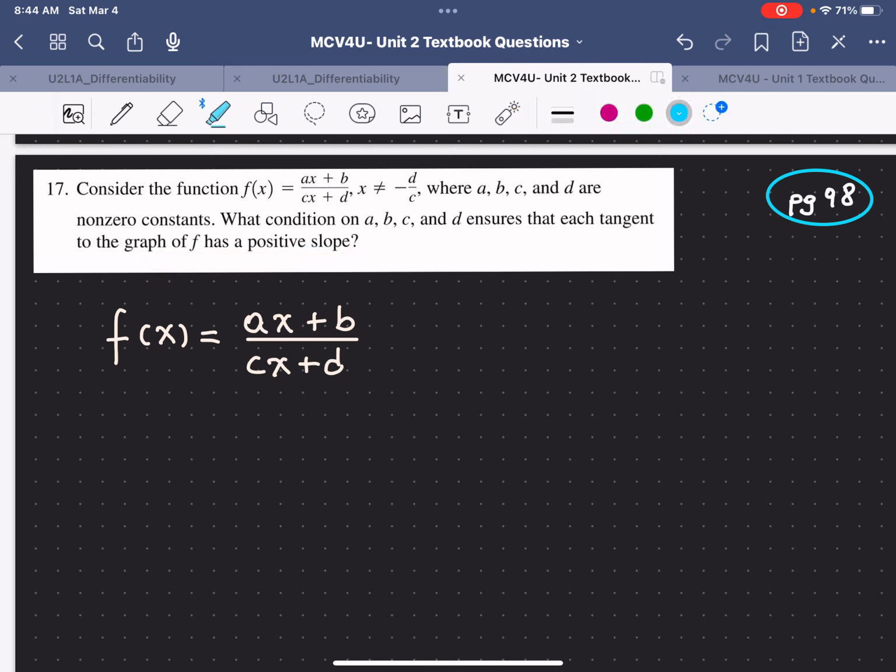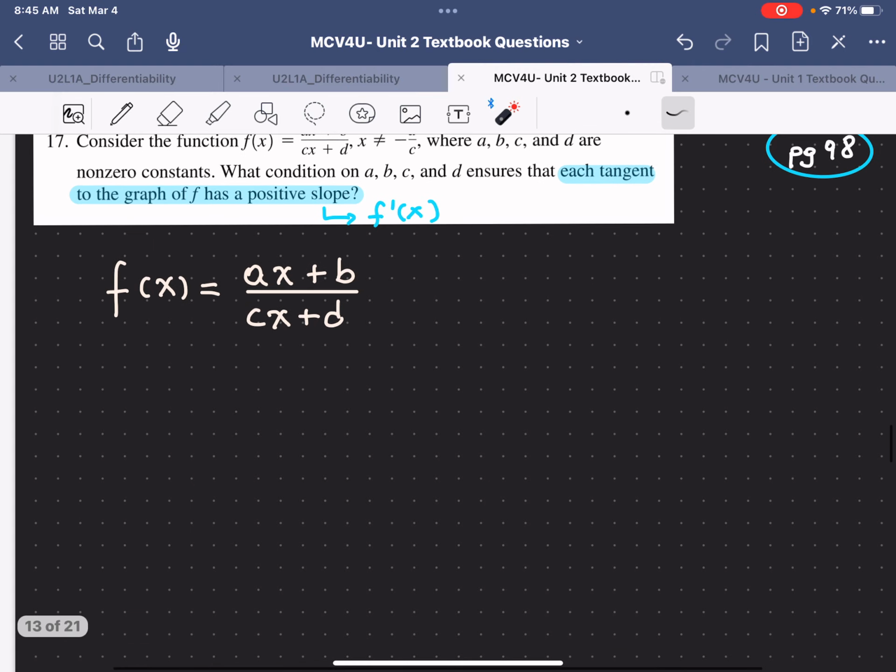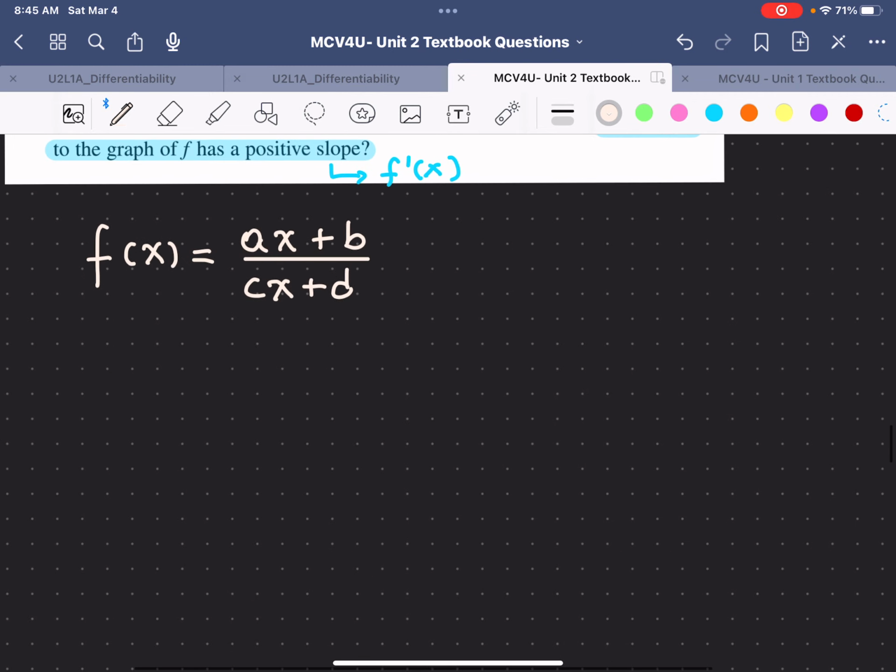The key information is hiding right here: the tangent to the graph of f has a positive slope. Each tangent means the tangent drawn at any point x, and we want the slope to be positive. When we say the slope of a tangent, remember we always mean the derivative of the function. Since the slope of any tangent is positive, that means the derivative at any x has to be positive. So in other words, we have to find the derivative.